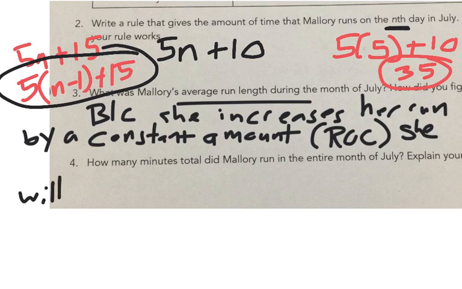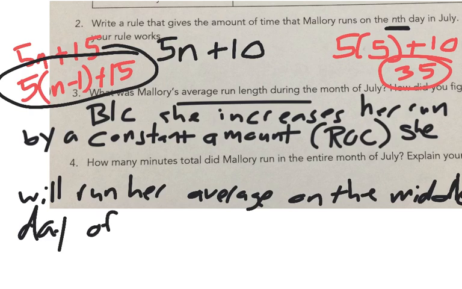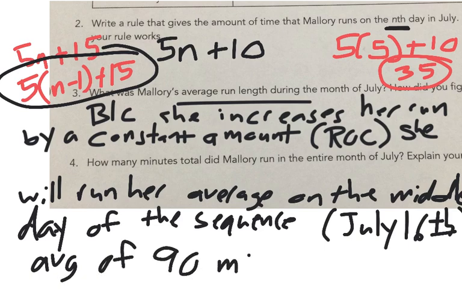She will run her average on the middle day. Middle day of the sequence, which is July 16th, which means she had an average of 90 minutes.